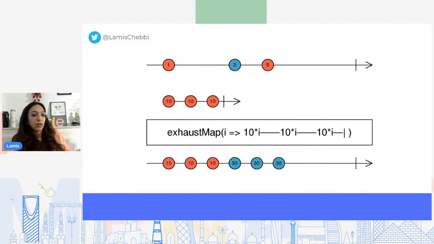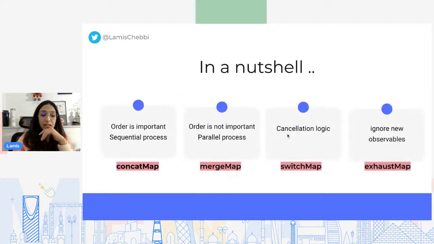If you combine it with the higher order mapping operator, then it will look like this Marble diagram. And here you have the same output as the previous Marble diagram, with the difference of the calculation function, to execute the calculation function. So that's it.